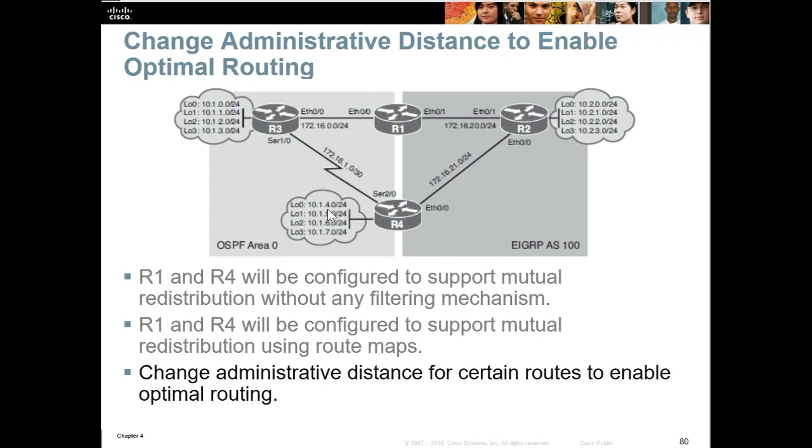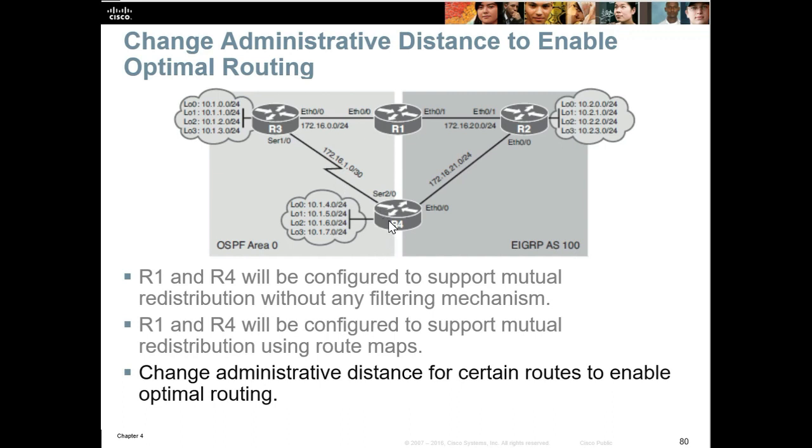sampai ke 10.1.4.0. Okay, so kalau kita tengok sini, ini adalah serial, ini adalah Ethernet. Okay, so sebenarnya there is an alternative way that is faster to reach 10.1.4. Kita boleh lalu sini. Okay, tetapi sekarang router 1 dia memilih jalan ini. Okay, so if we let the router 1 do the decision making, dia akan pilih jalan yang ini.